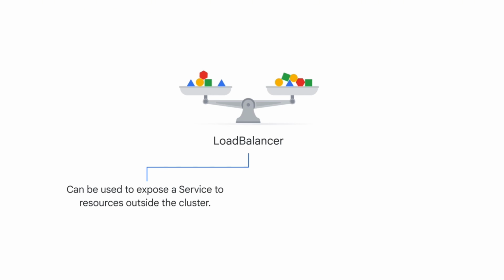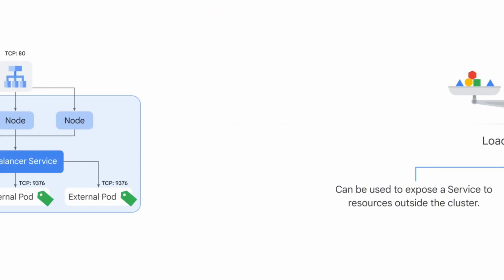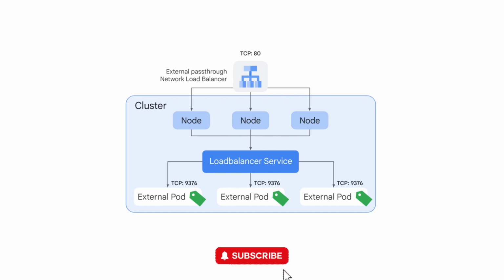With GKE, the load balancer service is implemented using Google Cloud's pass-through network load balancer. When a load balancer service is created, GKE automatically provisions an external pass-through network load balancer for inbound access to the services from outside the cluster. Client traffic will be directed to the external IP address of the Google Cloud Network Load Balancer, and the load balancer will forward the traffic onto the nodes for this service. The nodes will forward that traffic to the internal load balancer service, and the load balancer service will then forward the request to one of the pods.